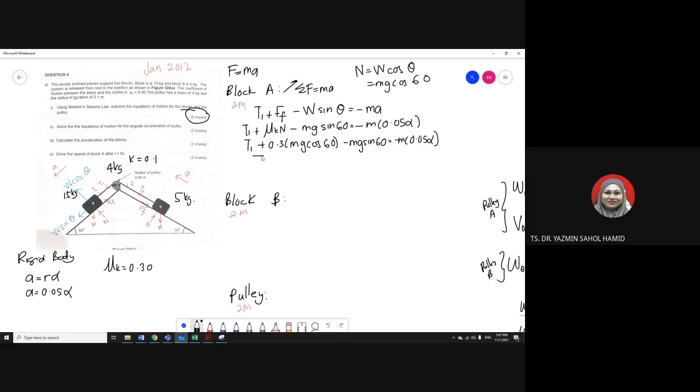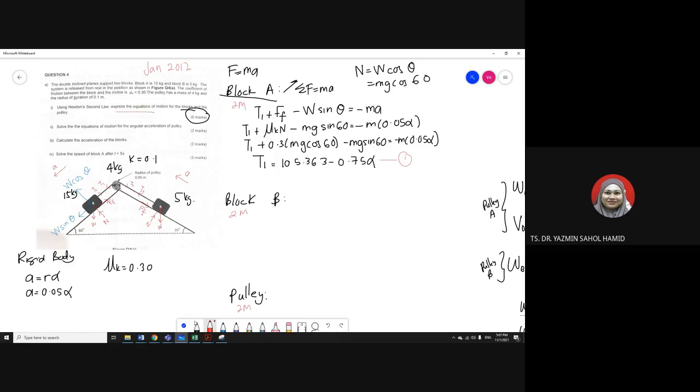Now, if you simplify this, can you please simplify this now? Do you get the same answer as me? 105.363 minus 0.75 alpha. Don't forget your mass is 15 kilograms for block A and your g is 9.81. So this is your first equation, because they ask you to express the equation for each block.